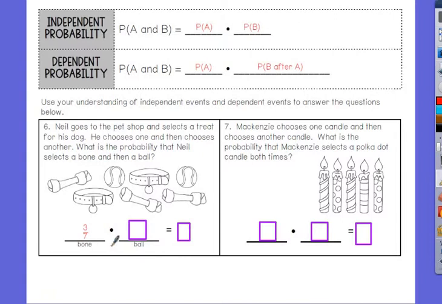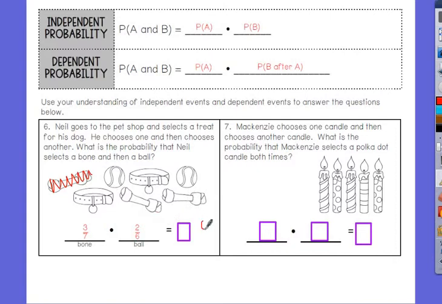Okay, I have the bone in my hand. I'm purchasing the bone. So is it in the basket? No, one bone is no longer in the basket. Okay, how many items do I have now? 6. How many are balls? 2. 2 out of 6 is my new probability after the first event has occurred, because I used up a bone. It's in my hand. Now I can multiply this.